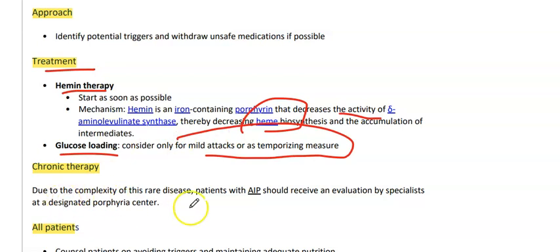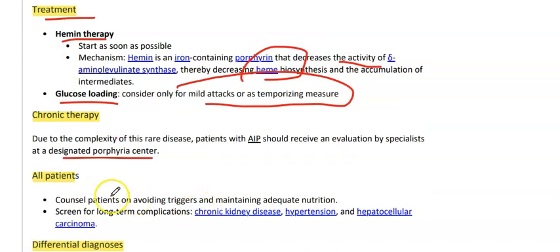Chronic therapy: due to complexity, the patient should receive evaluation by a specialist at a designated porphyria center. Advise all patients on avoiding triggers and maintaining adequate nutrition. Screen for long-term complications: chronic kidney disease, hypertension, and HCC.